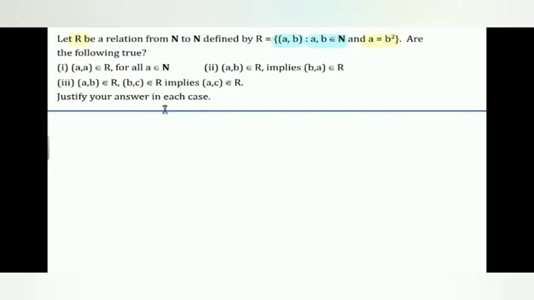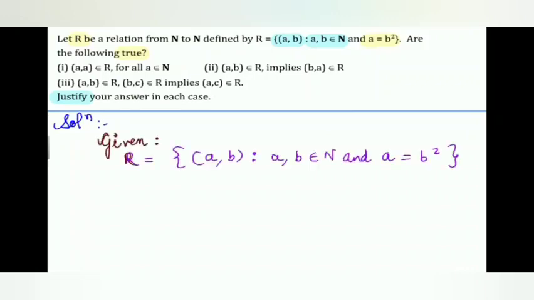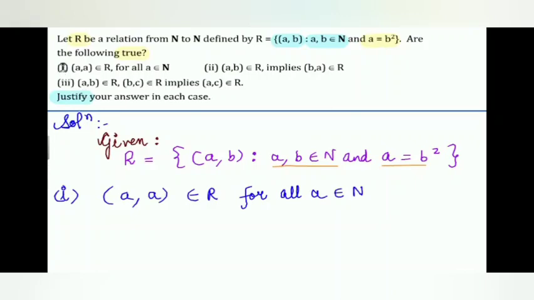Okay, let R be a relation from N to N defined by R = {(a, b) : a, b belong to N and a = b²}. Are the following true? First, (a, a) belongs to R for all a belongs to N. Given that relation R is defined with a and b both natural numbers and a = b², you have to check whether the following is true and justify your answer.